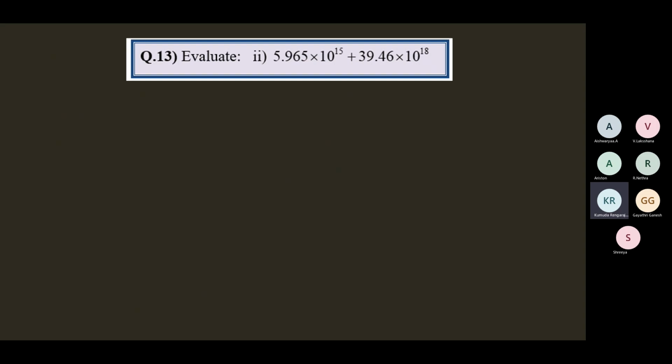All right. Next one. Here, which is the least power, children? 15 or 18? Which is the least power? 18, ma'am. Least power. 15. 15, ma'am. So how will you write 18? Fifteen is the least power. So you will have to write 18 as what? 15 plus 3. 15 plus 3. Or if you take out 18 common, you can even do that.